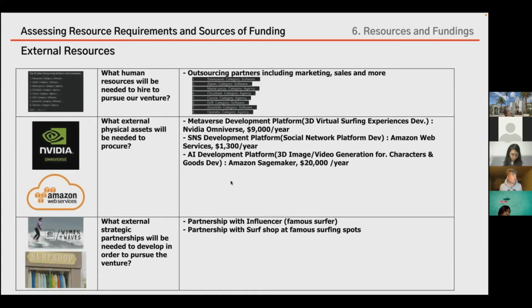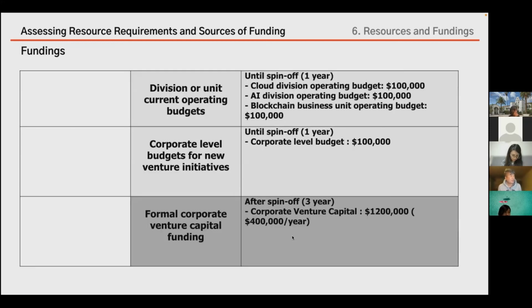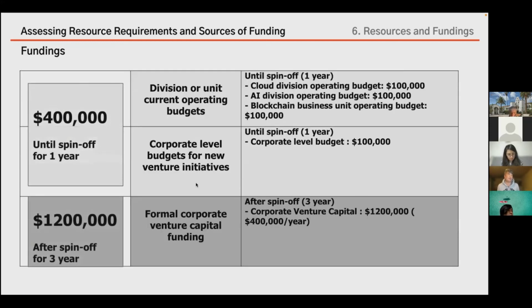And we have external resources also. We need external resources, the human resources like marketing, sales, and external physical asset like metaverse development platform and SNS development platform and AI development platform, and other external strategic partnership like influencer, famous surfer, and with surfer shop. That's all. And we have funding. We need funding like below, and we have totally $1.6 million for 4 years.